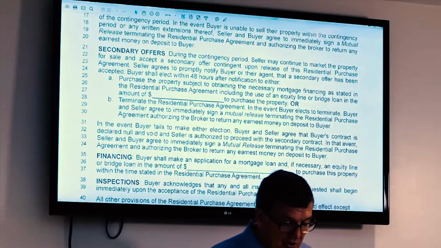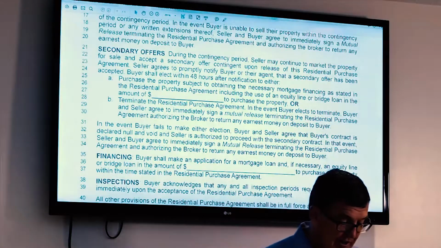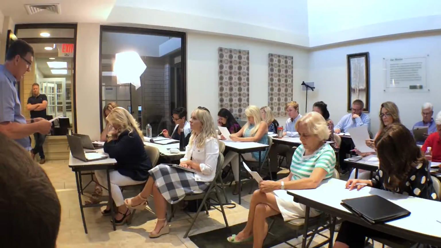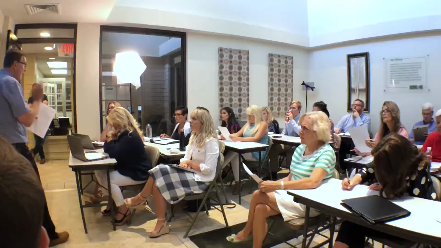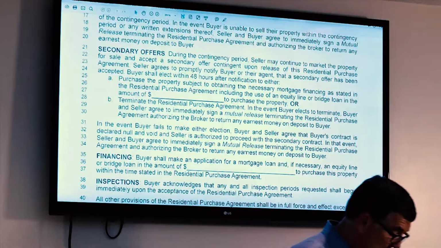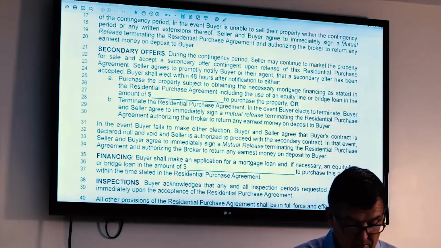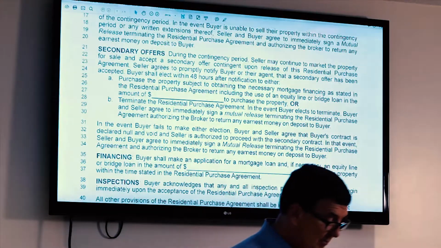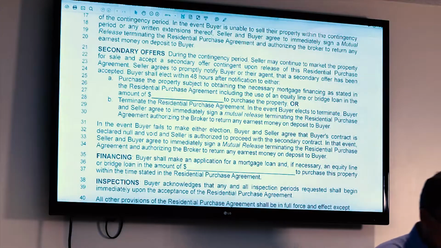Secondary offers. During the contingency period, seller may continue to market the property for sale and accept a secondary offer. Did you hear what that said? Secondary. That means they have a contract on the house and they're going to buy the house, and if you get another contract, it's secondary, all right? I'm going to finish the sentence and I'm going to talk about it. A secondary offer contingent upon release of this residential purchase agreement. Seller agrees to promptly notify the buyer or their agent that a secondary offer has been accepted.